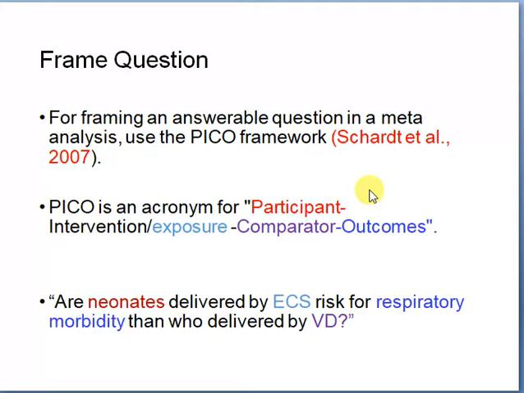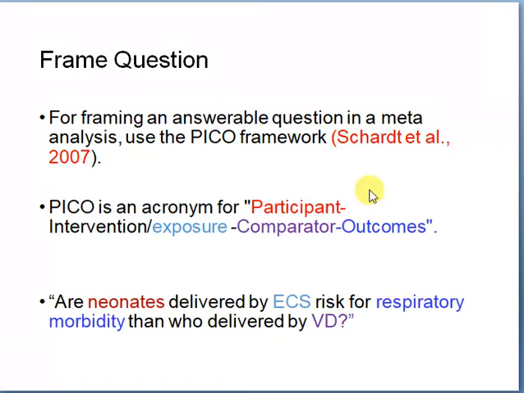So, as we've already mentioned, first we have to have our own research question, or what we call the objective. What we're going to study, what we're going to identify in the future by using our meta-analysis, should be clearly put in terms of hypothesis, research question, or title, as you name it. There are different types of question frames, but for framing an answerable question in meta-analysis, the very appropriate framework is PICO.